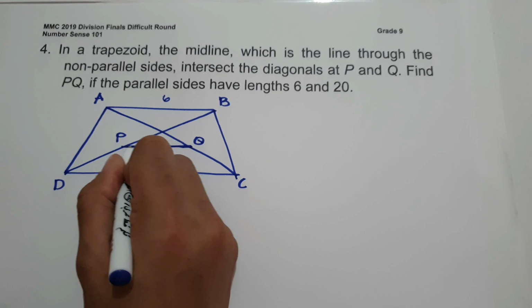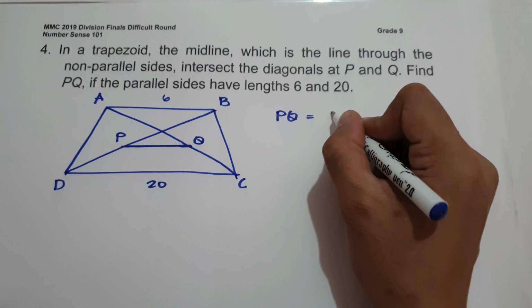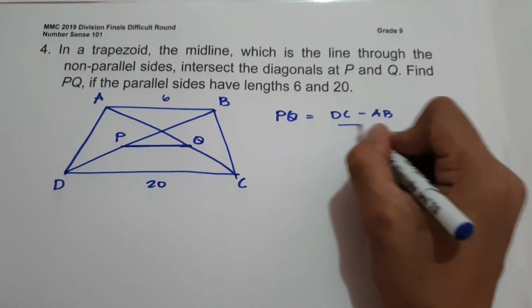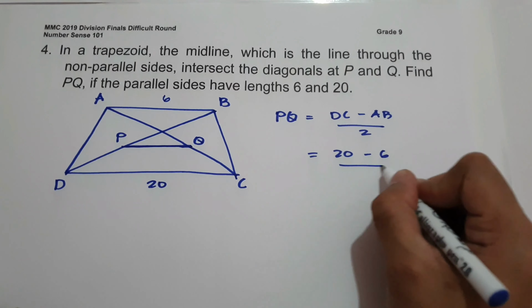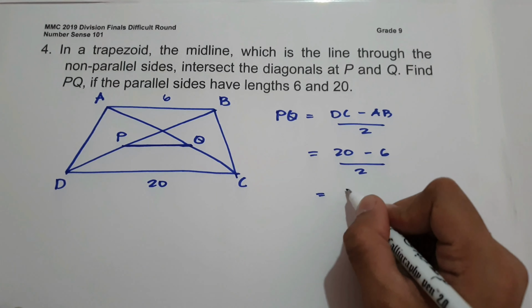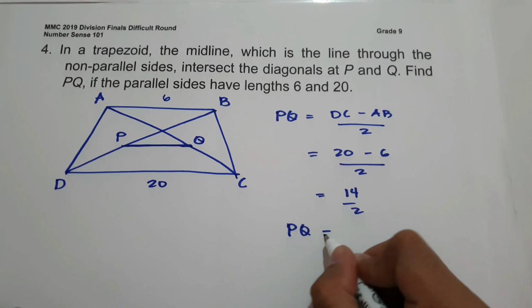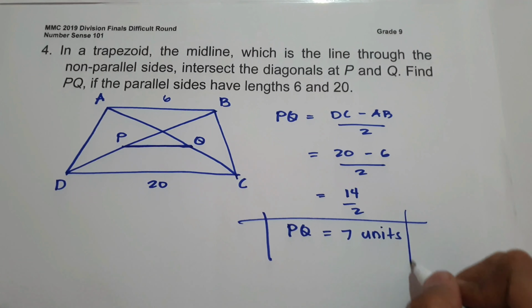So to find the measure of PQ, so PQ is DC minus AB over 2. So this will be 20 minus 6 over 2. So this will be 14 over 2. So the measure of PQ is 7 units. So this will be our answer.